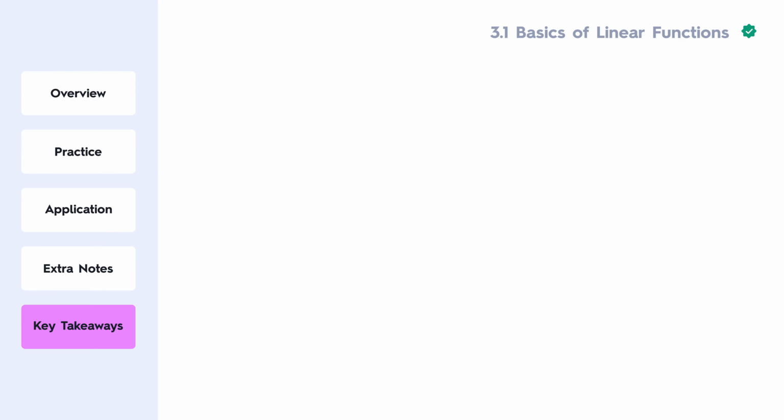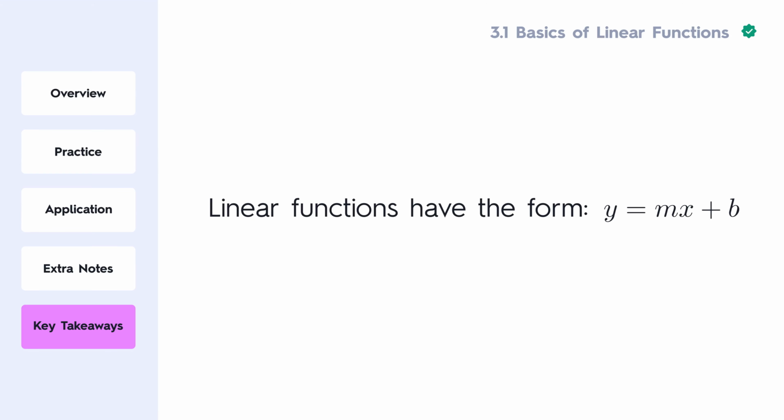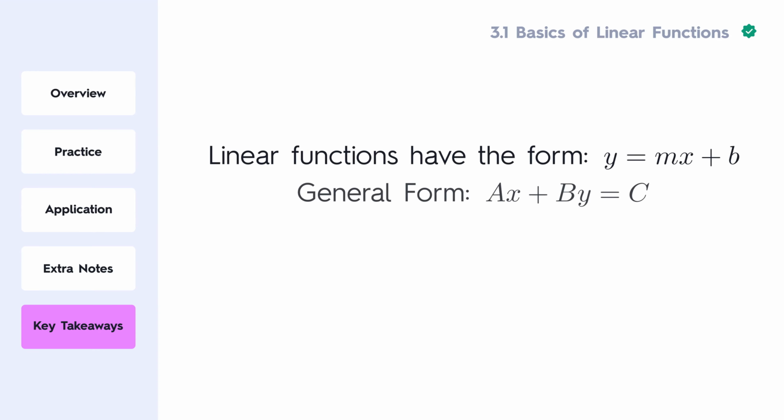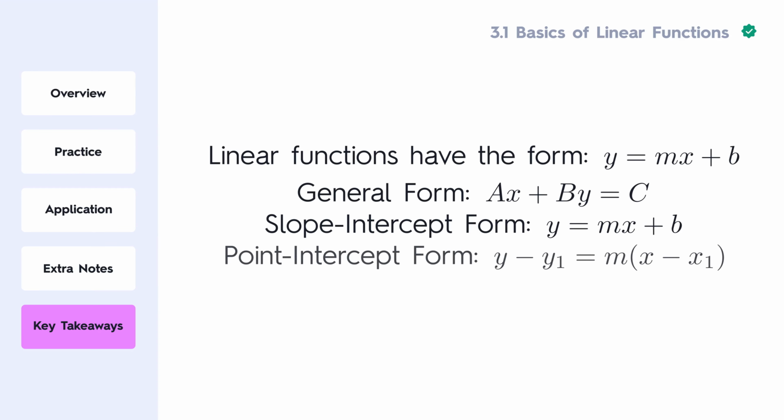Finally, let's briefly recap what we've learned. Linear functions have the form f of x equals mx plus b. The three ways of writing a linear equation are the general form, slope-intercept form, and point-intercept form.